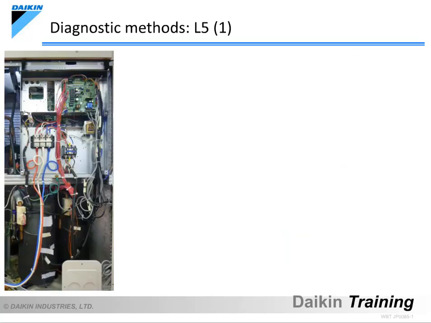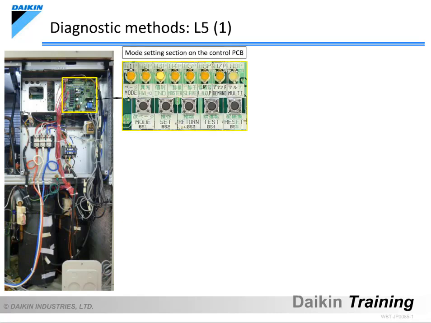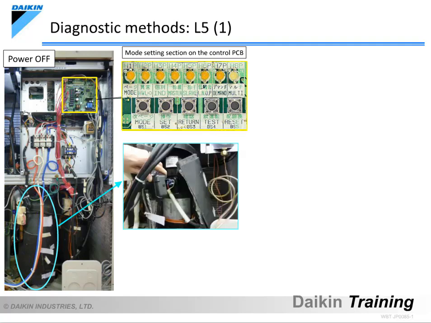Let's now look at the diagnostic method for the L5 code. Use the transistor check function of the control PCB to check if there is a short circuit on the inverter section. First, turn the power off, remove the power supply cover on the inverter compressor, and disconnect the wiring connected to the terminal.